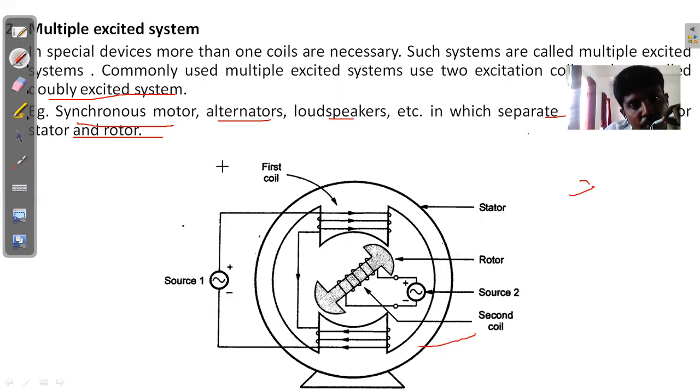For an AC motor we can use a stator and a rotor here. The stator is the stationary part and the rotor is the rotating part. In this case, the input supply is given separately.